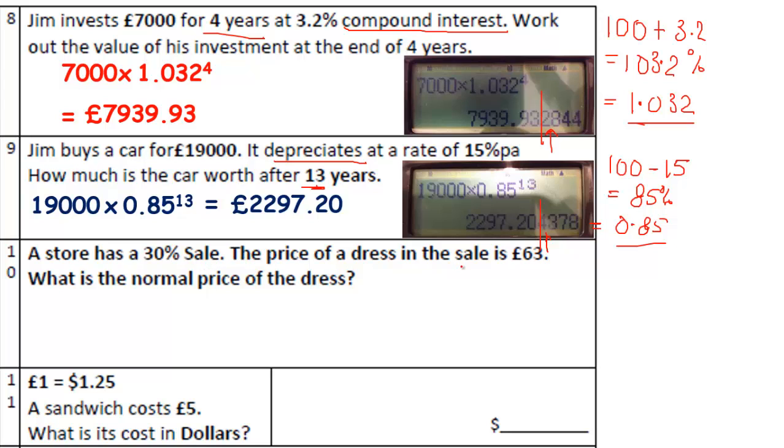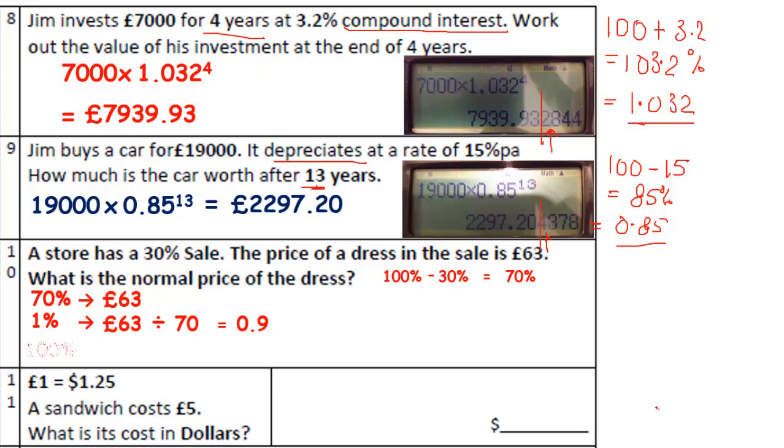Question 10. A store has a sale of 30%. The price of a dress in the sale is £63. So the original price is 100%. The sale takes 30% off, so that means you're paying 70%. So in other words, 70% is £63. So 70% of the original price is £63. 1% is going to be 63 divided by 70, and you can use your calculator to do that, and that gives you 0.9. 100% would be 100 lots of 0.9. Do the times on your calculator again if you wish, and that gives you £90, and that's your normal price. That's the normal price of the dress.